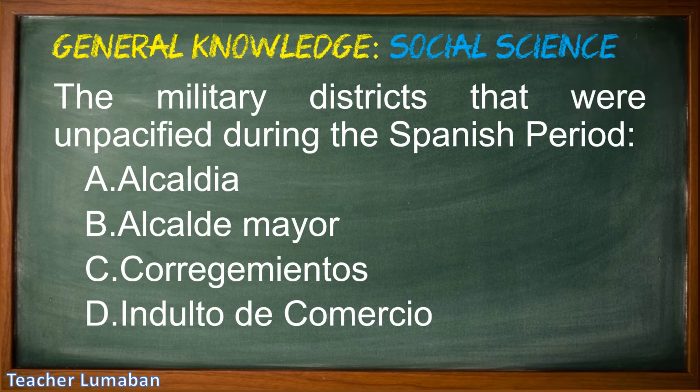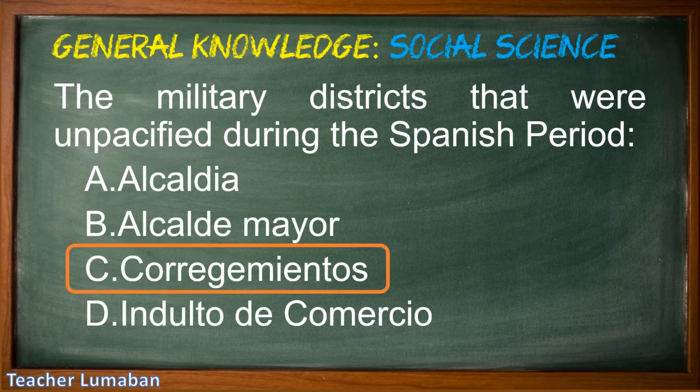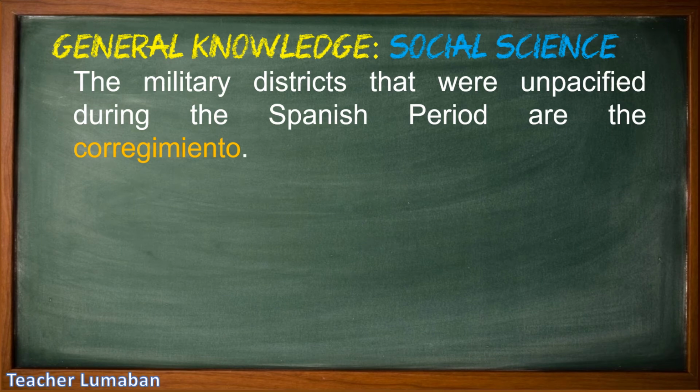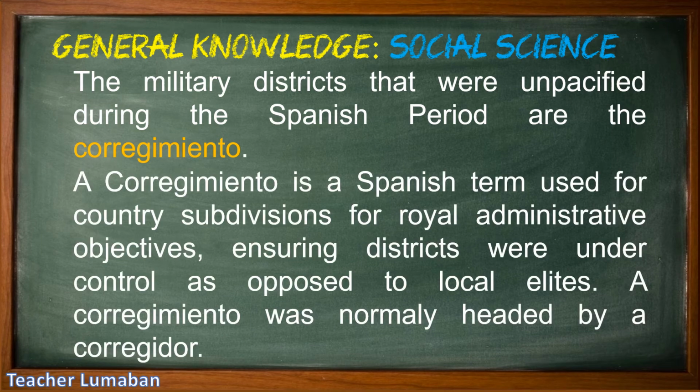The correct answer is letter C. Corregimientos. The military districts that were unpacified during the Spanish period are the corregimiento. A corregimiento is a Spanish term used for country subdivisions for royal administrative objectives, ensuring districts were under control as opposed to local elites. A corregimiento was normally headed by a corregidor.